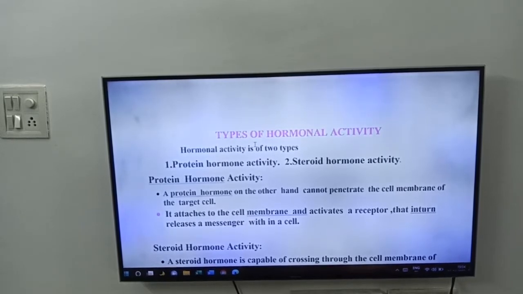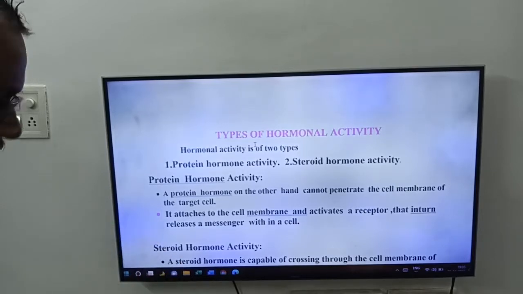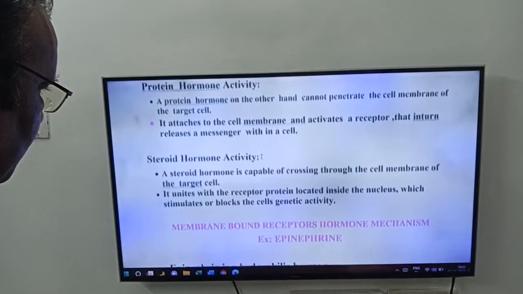See, friends, it attaches to the cell membrane and activates the receptor. What is the receptor, friends? G protein. That in turn releases a messenger within the cell, that is adenylate cyclase. Okay, friends, now come to steroid hormones.